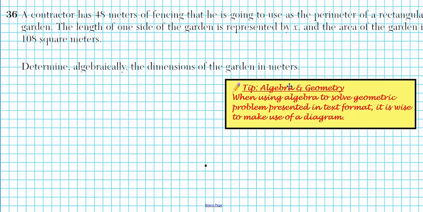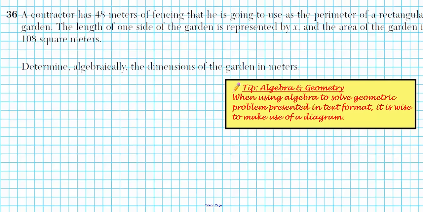Now, a real quick tip I would like to give you concerning solving algebra problems that involve geometry is that whenever you're solving an algebra problem that involves a geometric figure and the problem is presented in text format such as this, it's very wise for you to give yourself a diagram. Draw a nicely labeled diagram. It will give you a visual perspective of the problem and also aid you in labeling it and breaking it down into its respective components.